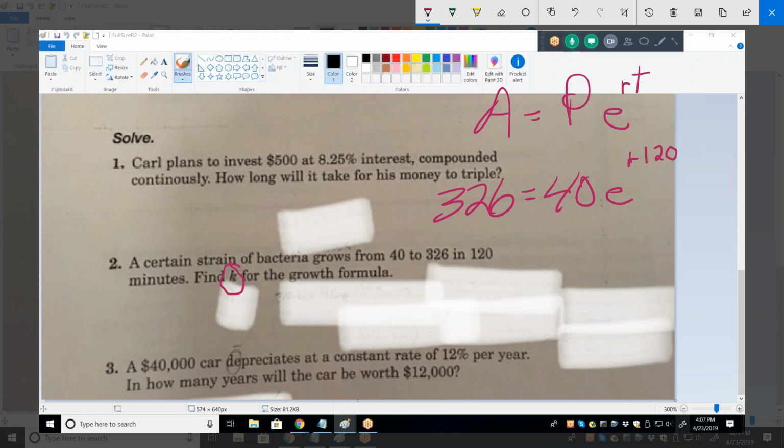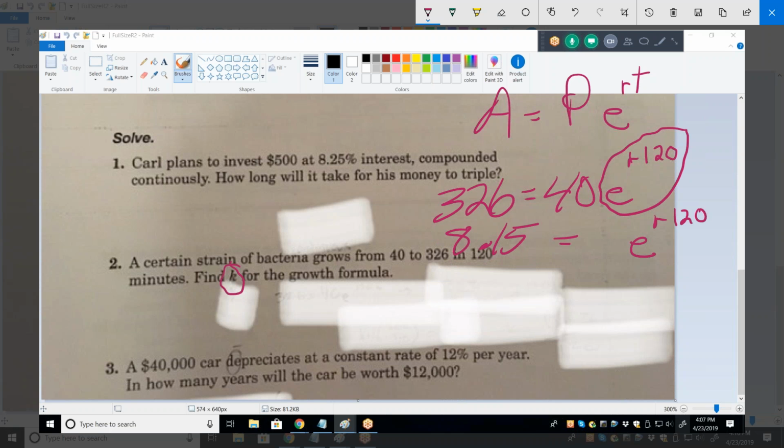All right. Divide both sides by 40. You're always looking to isolate that. Okay, so what is that? 0.82. What's 326 divided by 40? Oh, it's 8.2. 8.15. Okay. So that's now equal to this.